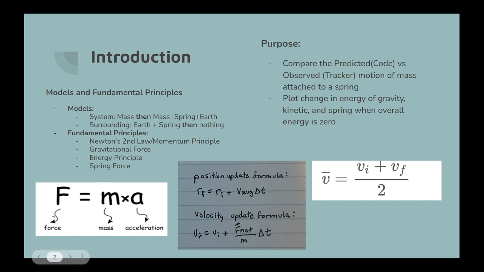This is Newton's second law, force equals mass times acceleration. From this, we get the position update formula and velocity update formula. Final position equals initial position plus v average times change in t, and v average is initial plus final divided by 2. The velocity update formula is final equals initial plus net force divided by mass times delta t.